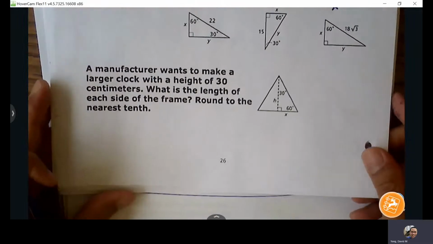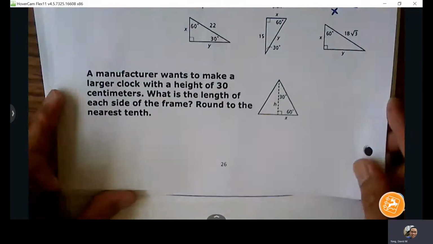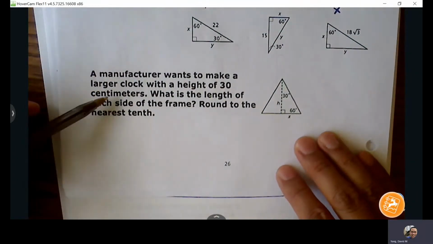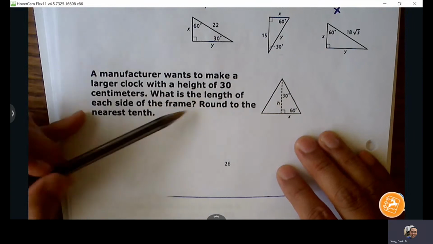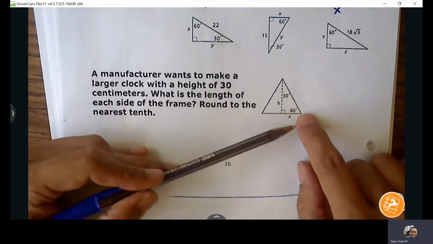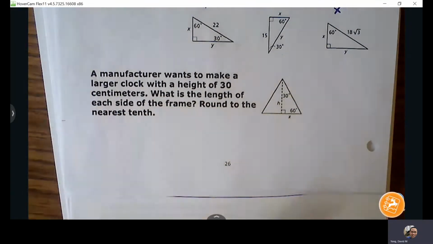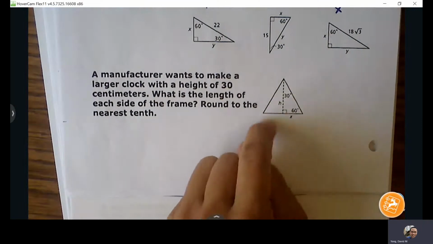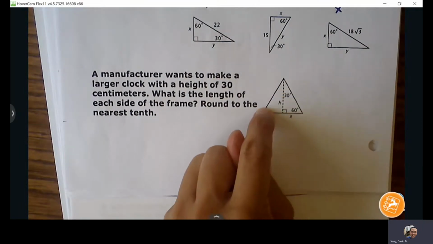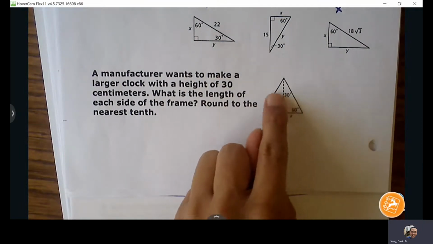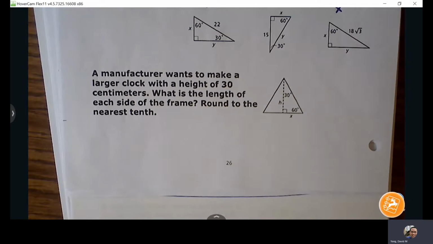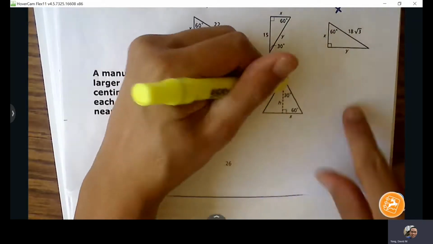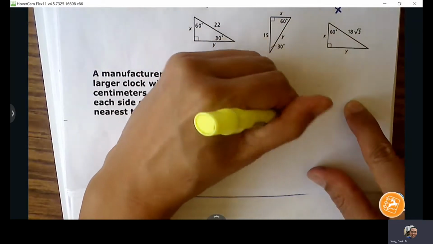Okay, let's look at the last problem here on this page. A manufacturer wants to make a large clock with heights of 30 centimeters. What is the length of each side of the frame? This is actually an equilateral triangle, 60 degrees all the way around. This 30 is split in half. But if we can find the length of one of these, then we know the length of all three.